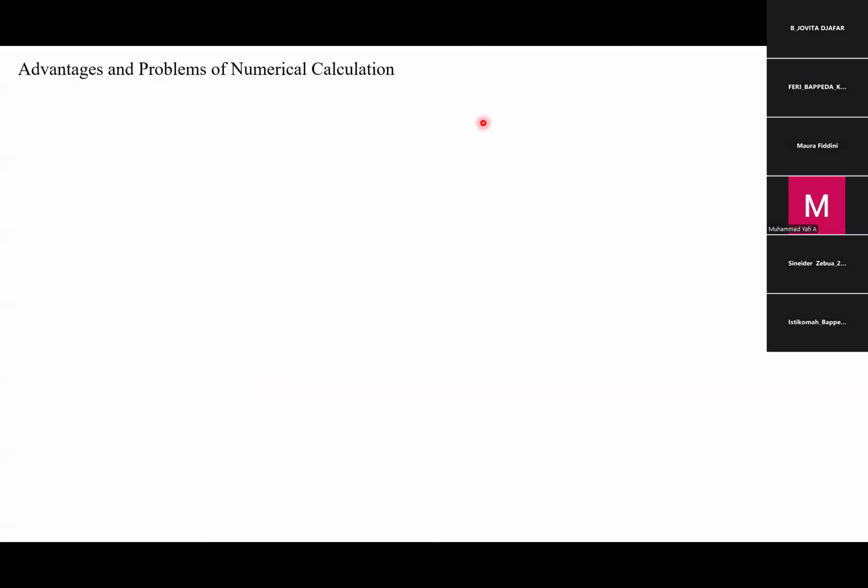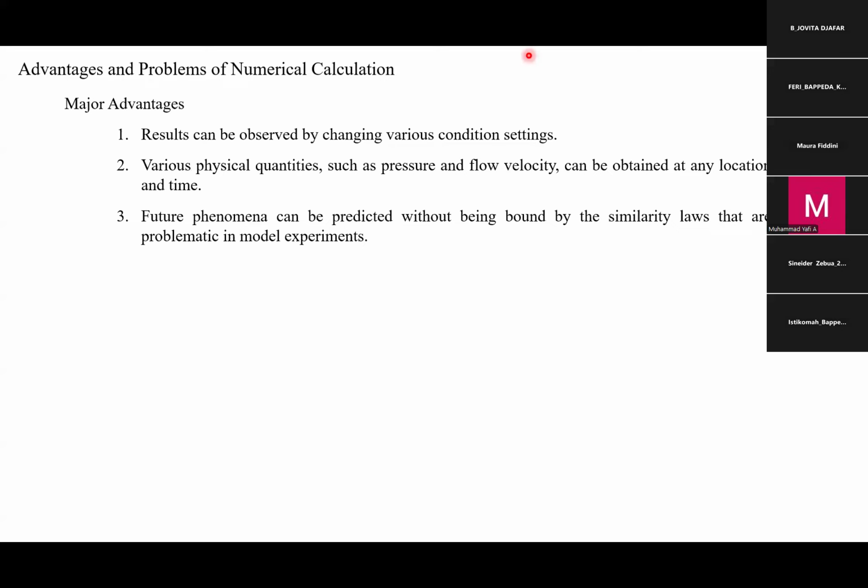Okay, and next is the advantages and problems of numerical calculation. There are many advantages in numerical calculation. Here I summarize some advantages. First one is, of course, results can be observed by changing various condition settings. We change the boundary condition and the initial condition, and we can get results using these conditions.